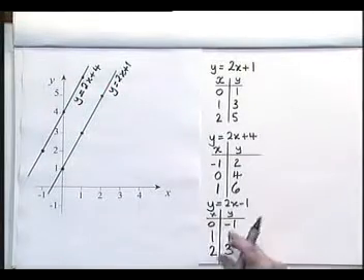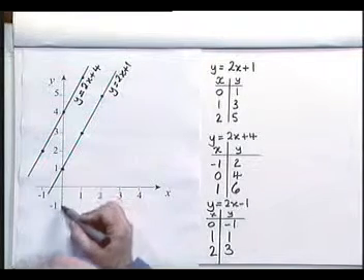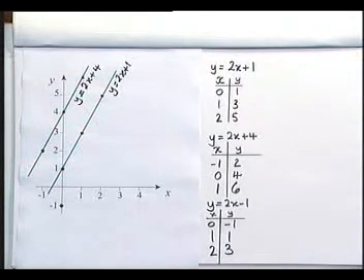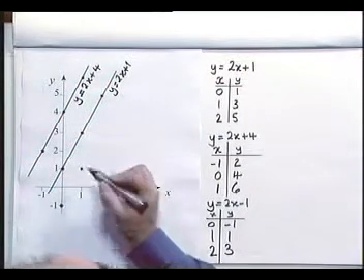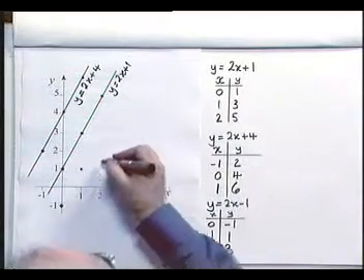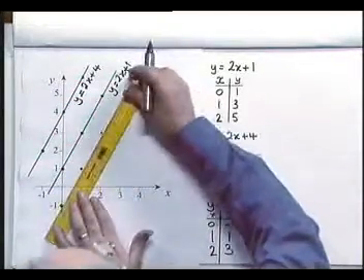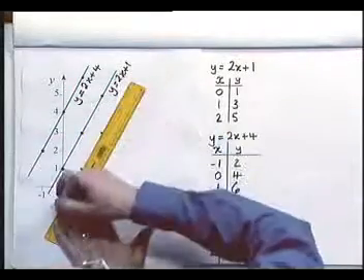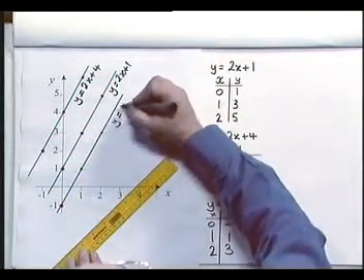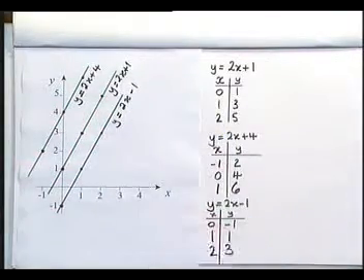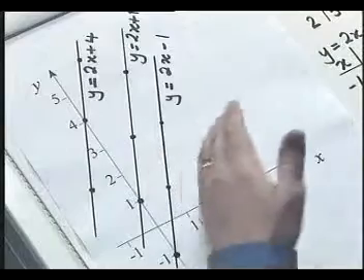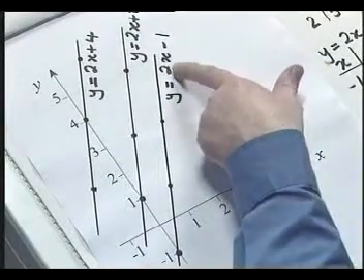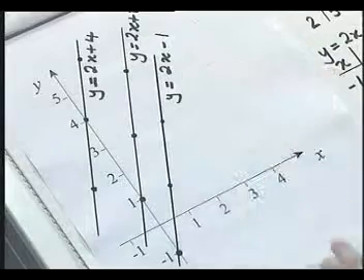If x is 0, y is minus 1, gives me a point down here. If x is 1, y is 1, gives me a point here. And if x is 2, y is 3, gives me that point there. And there's the straight line, y equals 2x minus 1. And again, this third line is parallel to the previous two lines. And it's parallel because it's got the same gradient. And it's got the same gradient because in every case we've got 2x. The number multiplying x is the same.